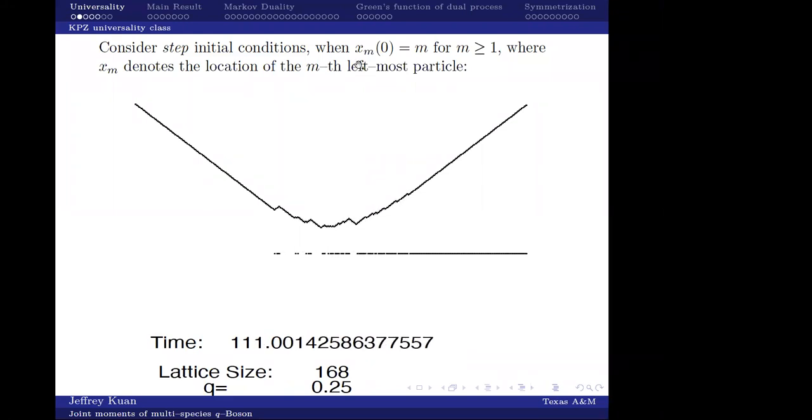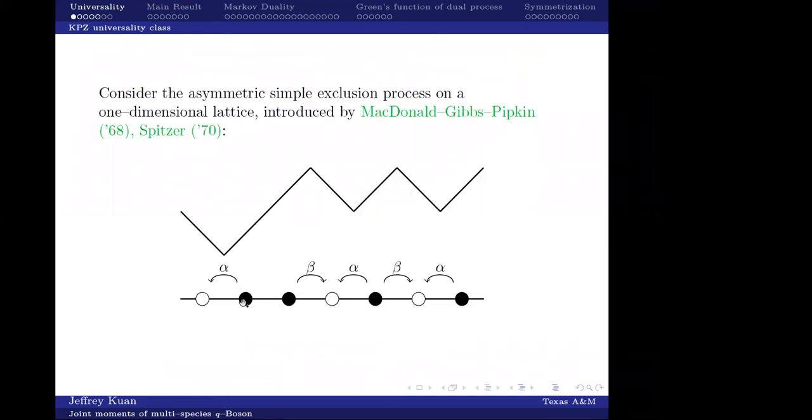Oh yeah, so x_1, for example, is the leftmost particle. So maybe I'll go back. For example, this is x_1 and this is x_2 and this is x_3. So it's a tagged particle. You just follow the position of this particle.